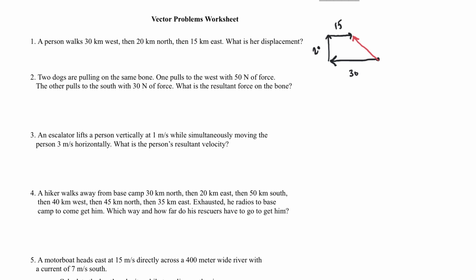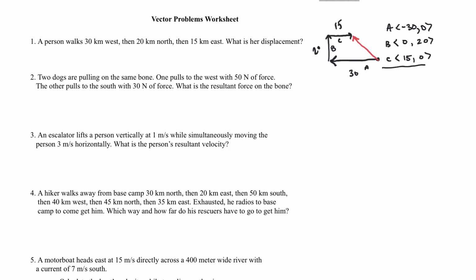For example, let's label this vector A, this one will be B, and the top one will be C. So the components of A would be negative 30, 0, because I went left 30, and I didn't go up at all or down at all. For vector B, I went up 20, so that's going to be 0 in the x, but positive 20 in the y. Remember that up and to the right are positive directions, left and down are negative directions. And then C is going to be positive 15 and 0.